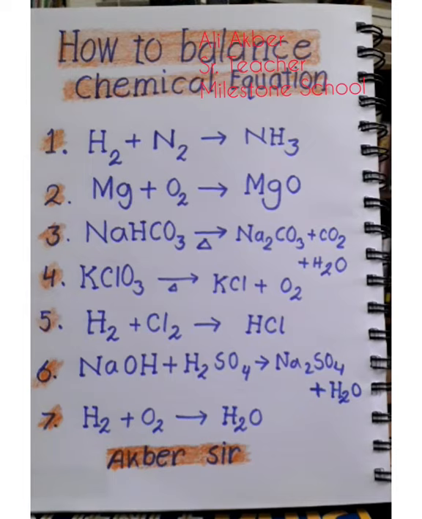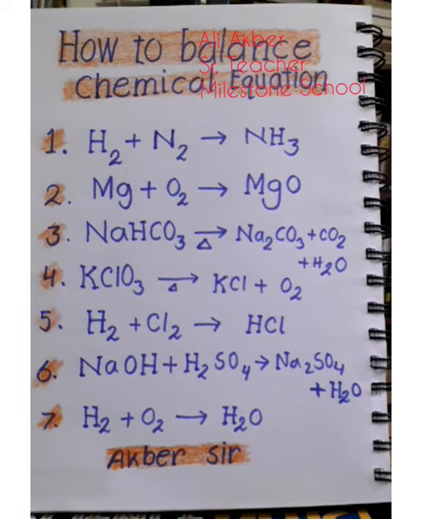In reaction number 7 you see hydrogen and oxygen all together produce H2O. But here the problem is after the reaction the number of oxygen atoms is 1 but before the reaction the number of oxygen atoms is 2. So what we will do, we will just multiply the product H2O by 2 and in addition we will multiply the reactant H2 by 2.